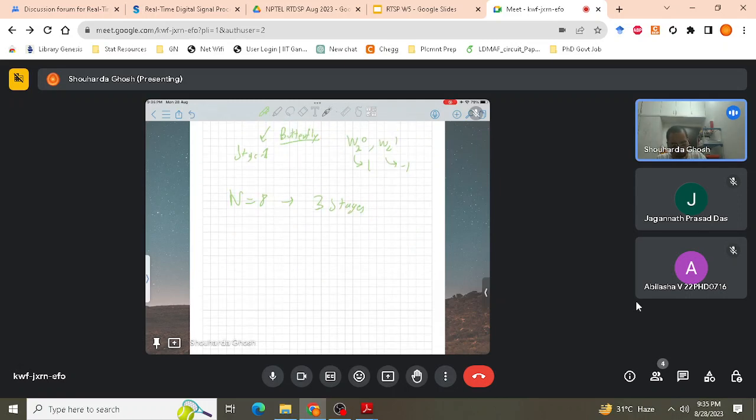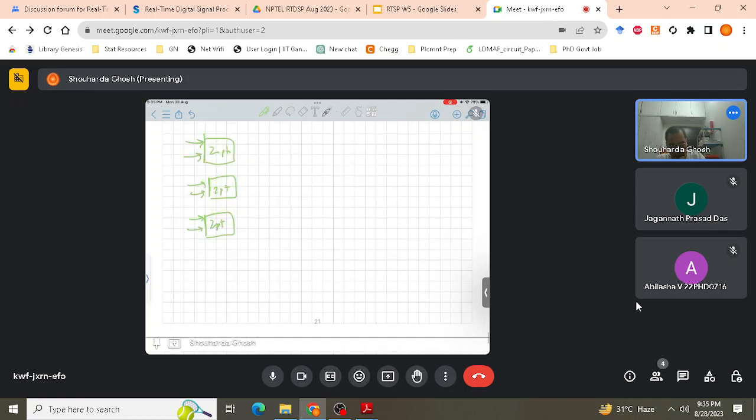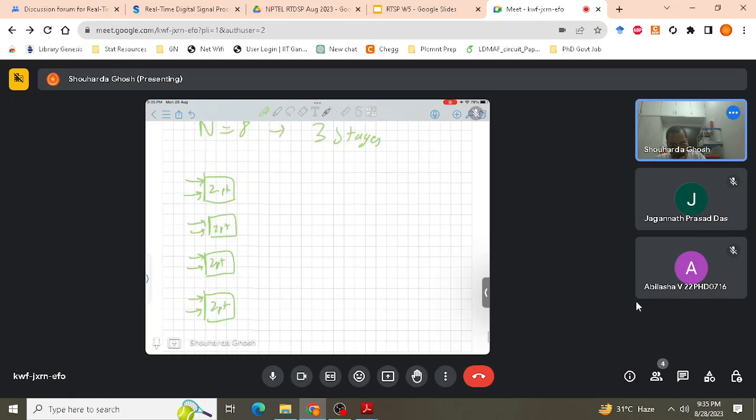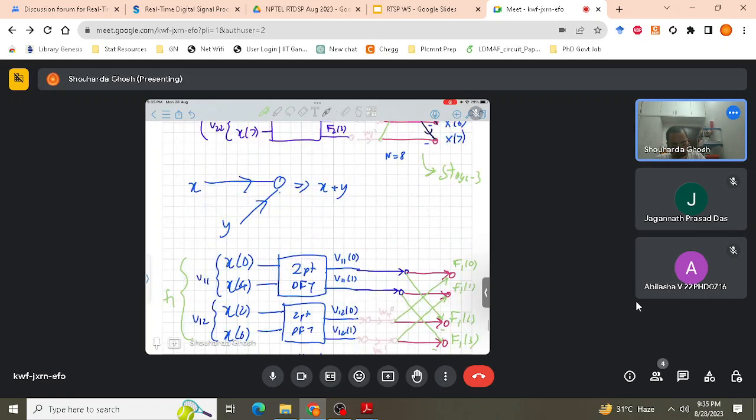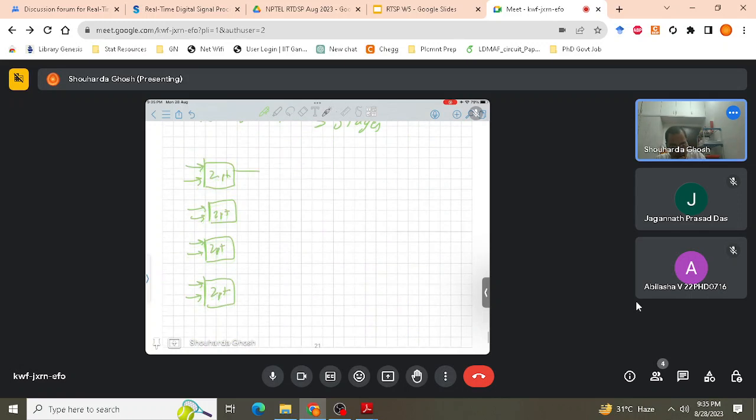So if you look at the entire picture, what will happen? We will have four 2-point DFTs, and these 2-point DFTs will have their own butterflies over here.